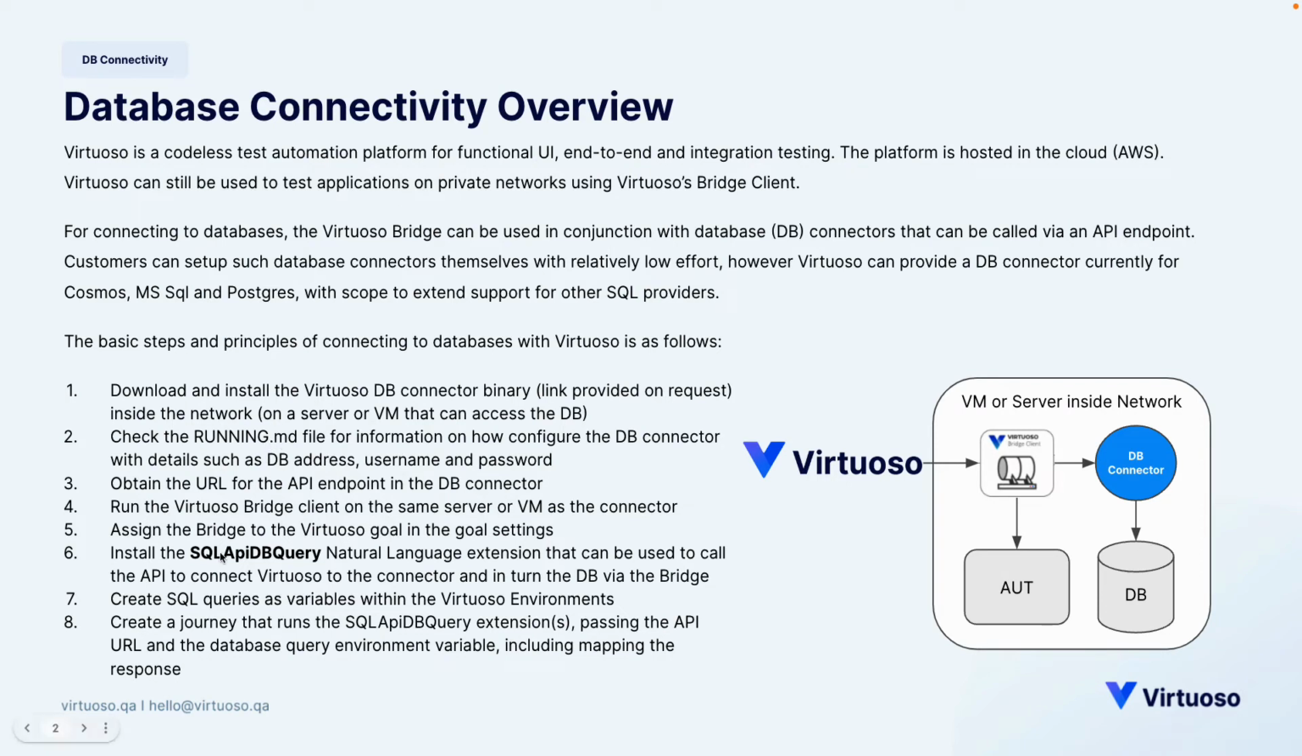Within the running MD file, there's a link to install the natural language extension for the SQL API database query. When that is used to write automated steps to call the API, which then accesses the database, you need to set up your SQL queries as variables. We recommend doing this within the Virtuoso environments, and we'll show this to you in a second. Then finally, once you've done that installation, which should be pretty straightforward, create a journey that runs the SQL API DB query, which creates an automated step. It passes the API URL and the database query environment variables and maps the responses, which enables Virtuoso to send a query to the database through the bridge and connector and then receive back responses.